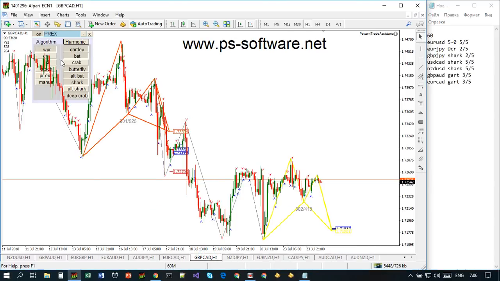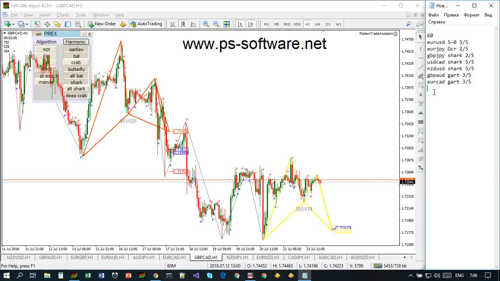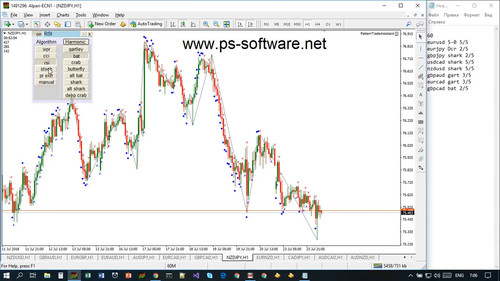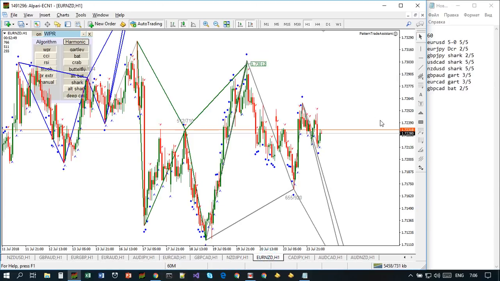Pound Canadian, bad pattern. Okay, 2 of 5. GBP CAD. Bat, 2 of 5. Continue. New Zealand yen. RSI, commodity, stochastic. Next.